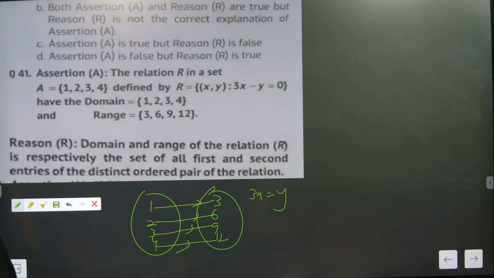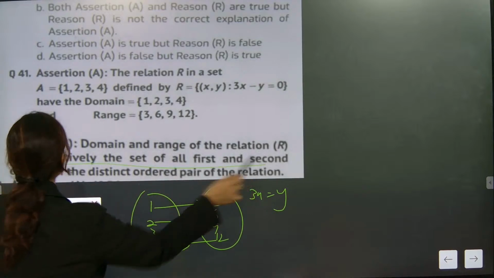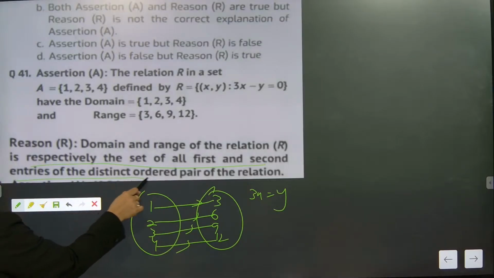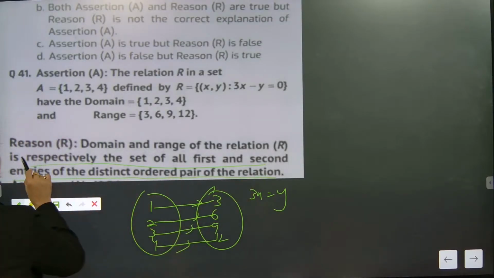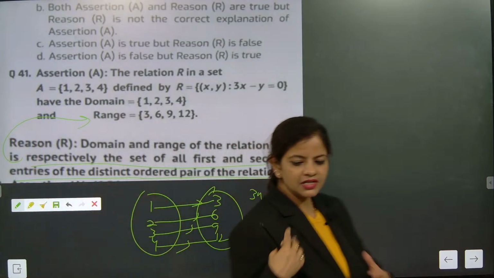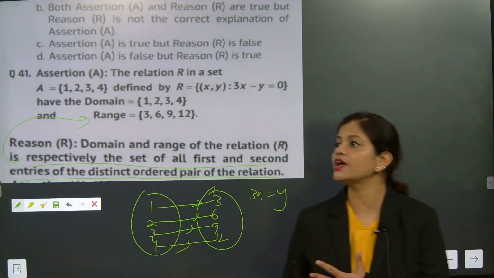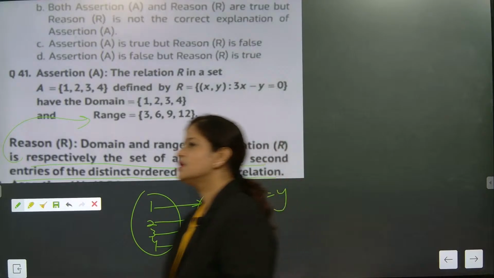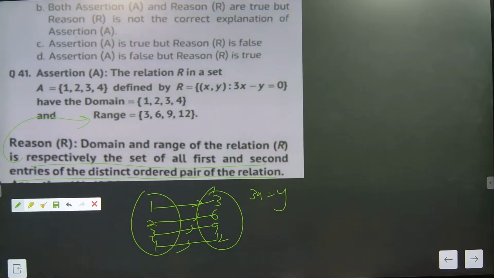Domain and range of the relation is respectively the set of all first and second entries of distinct ordered pairs of the relation. This is the biggest example of this part. This is opening the section and reflecting that this part is coming. I hope you might have understood this. Clear. I am coming. I punch you after that.